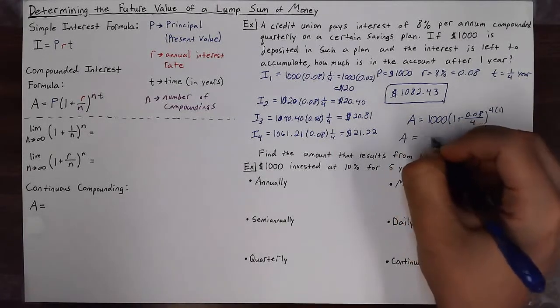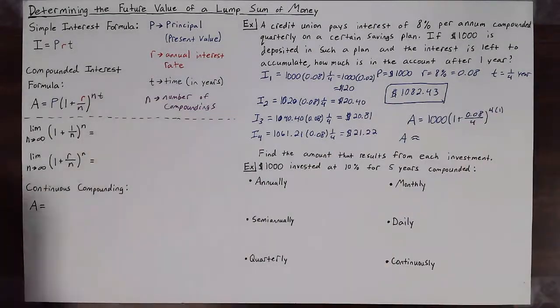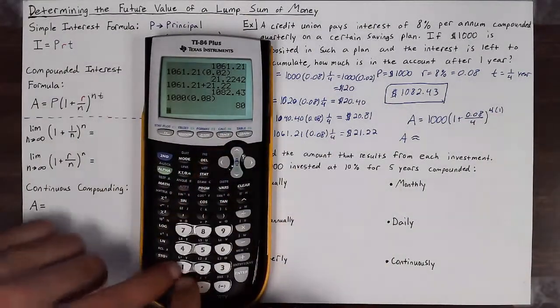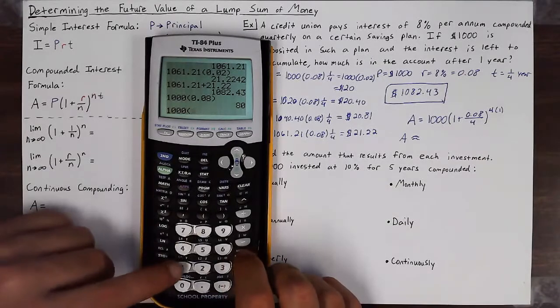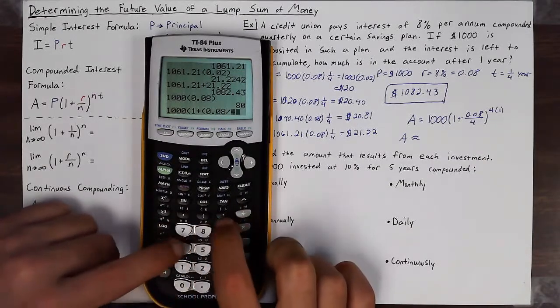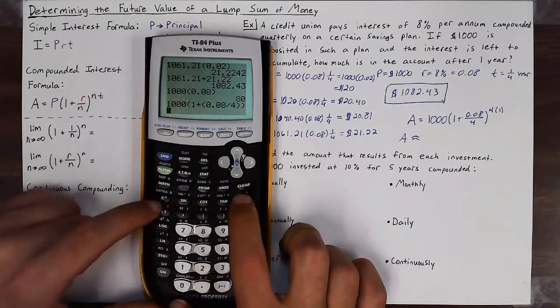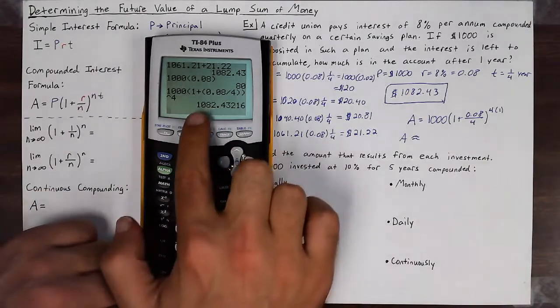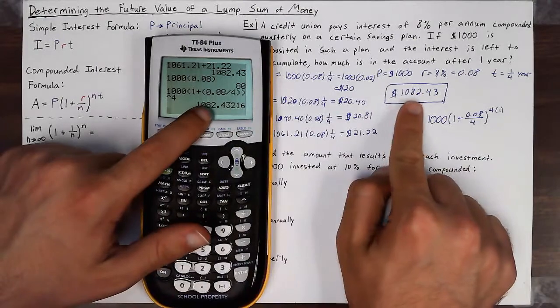You have your principal of 1,000 times 1 plus your rate, 0.08 divided by 4, which was how many compoundings we did, 4 of them in 1 year, raised to the 4 times 1 power, because we're doing it for 1 year. If I plug this in, I have 1,000 times 1 plus 0.08 divided by 4, all raised to the 4th power. I'll get $1,082.43.